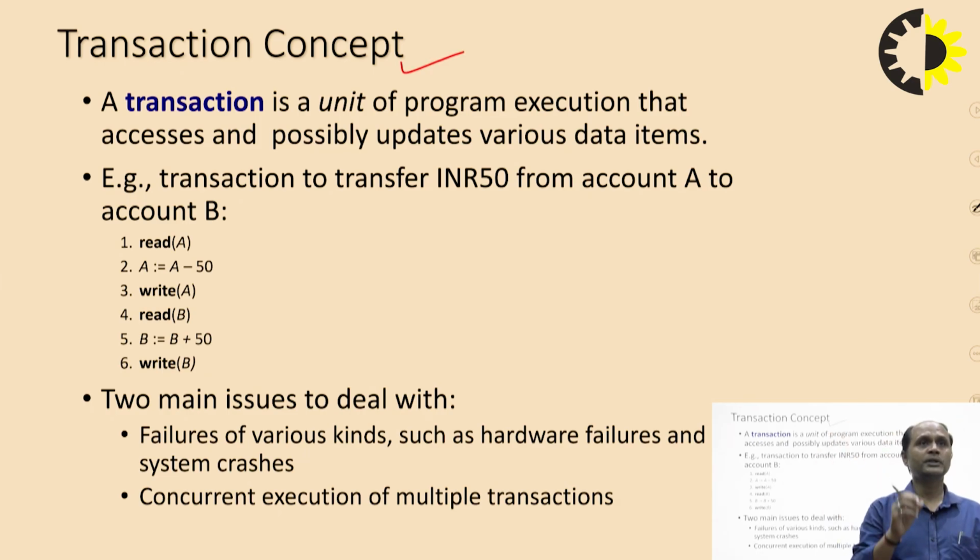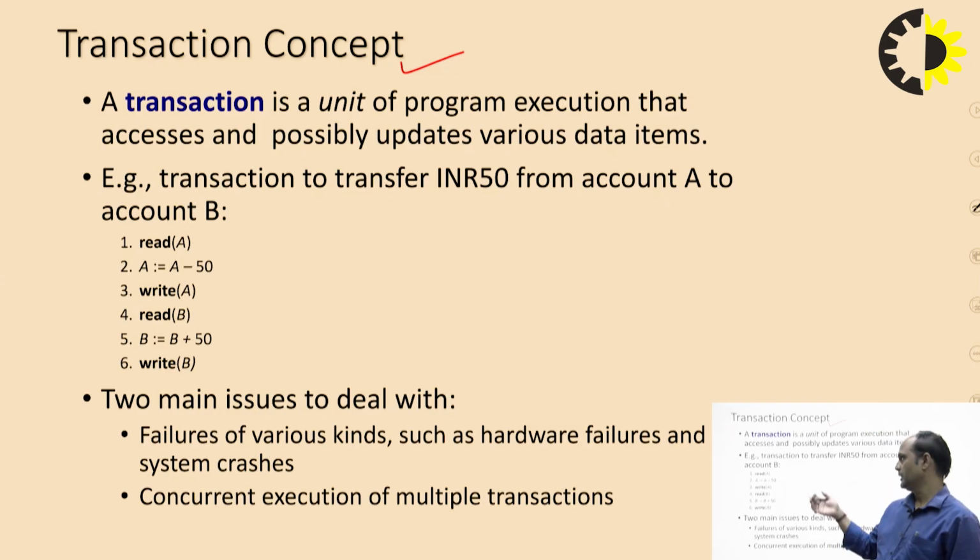A transaction is a unit of program execution that accesses and possibly updates various data items. This is the definition of a transaction. What do we mean by this definition? It says that a transaction is a logical unit, a unit of program that can be executed at a particular time.